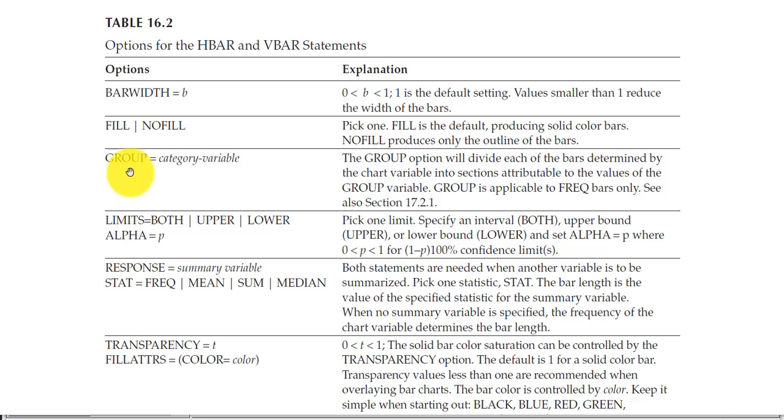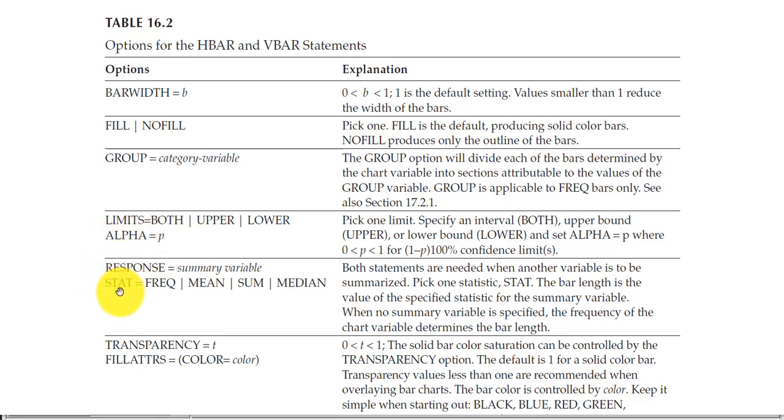This is the group equals option, and we want a category variable selected here, and this is going to divide the bars up into pieces to accommodate this other group. That's something a bit different than what the group option did in GChart, so proceed with caution there. You can only do this when you're looking at frequency bar charts. I'm going to skip down one.